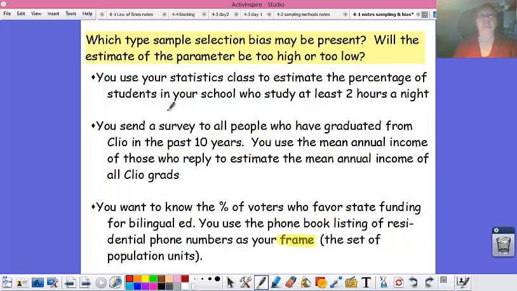The first one says, you use your statistics class to estimate the percentage of students in your school who study at least 2 hours a night. Well, if you think about the students who are in your class, you have signed up for an AP class, and not every student in Clio High School has the drive or desire or smarts to be in an AP class. So I think that this could cause some size selection bias, because there are more good students in this class than there are in the population of the high school. A size bias.